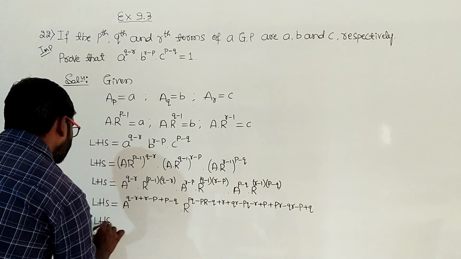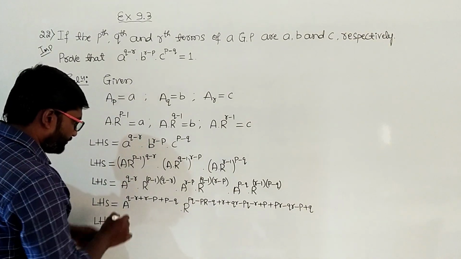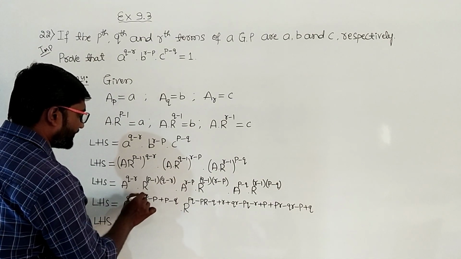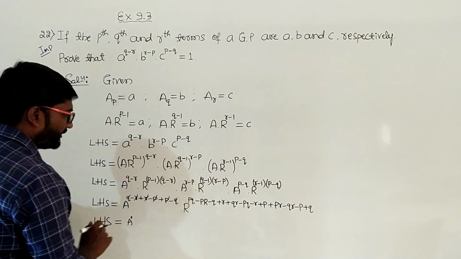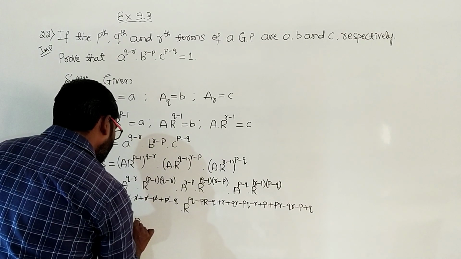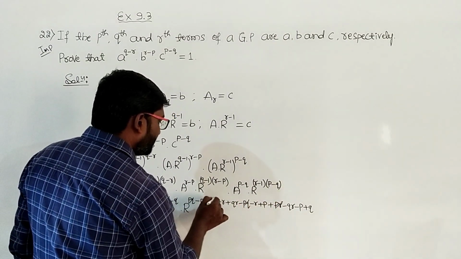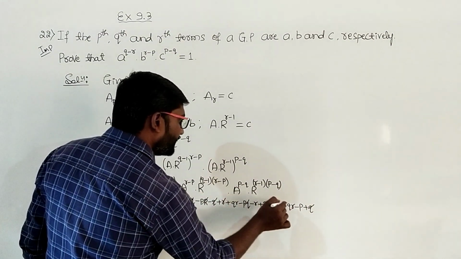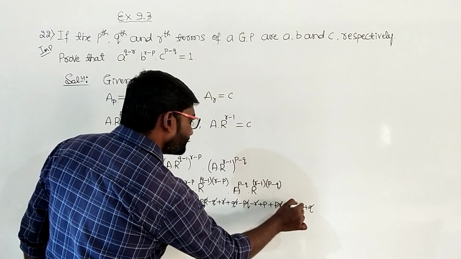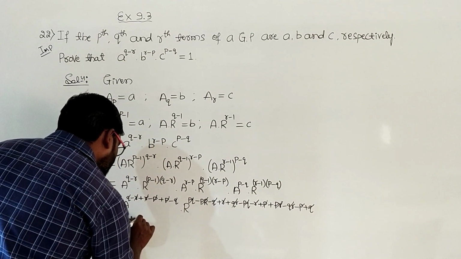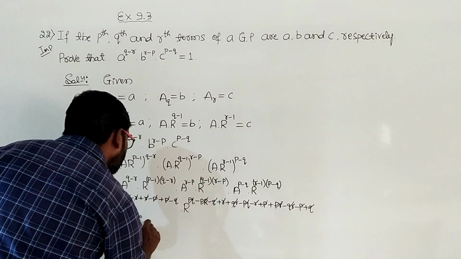Left hand side which is equals to A to the power, see here, plus Q minus Q gets cancelled, minus R plus R gets cancelled, minus P plus P gets cancelled, you get A to the power 0. And then into R raised to, here again all the terms get cancelled, PQ and then minus PQ, minus PR plus PR, minus Q plus Q, then plus R, then where is minus R? Here it is. Then plus QR minus QR. All the terms get cancelled, plus P minus P. So you get R raised to 0. So A to the power 0 value is 1, R to the power 0 value is also 1. So overall the answer is going to be 1.